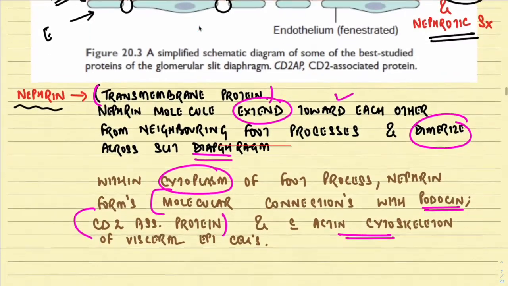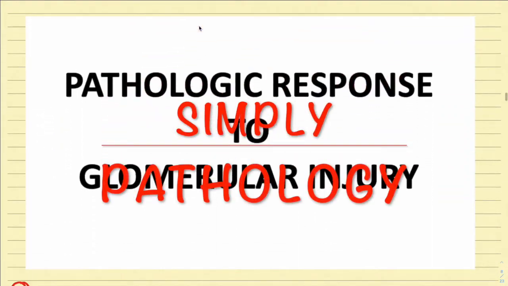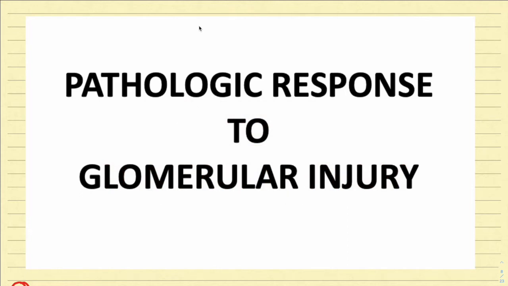Now we are going to start the pathological response to glomerular injury. This part of this lecture is a very important part to understand. A lot of questions are coming from this part, especially the question is this: what is the mechanism of glomerular injury? So discuss the mechanisms of glomerular injury.